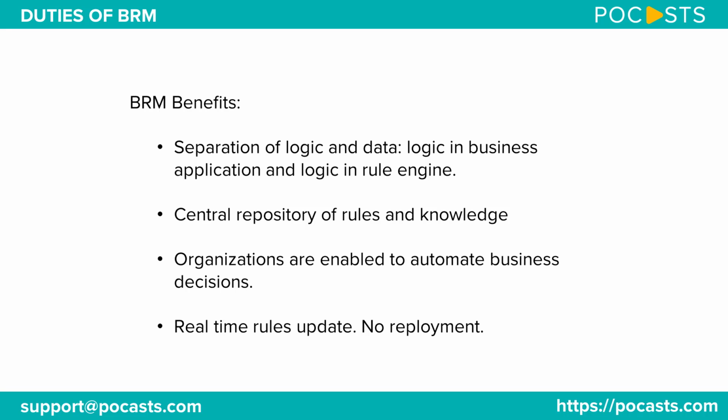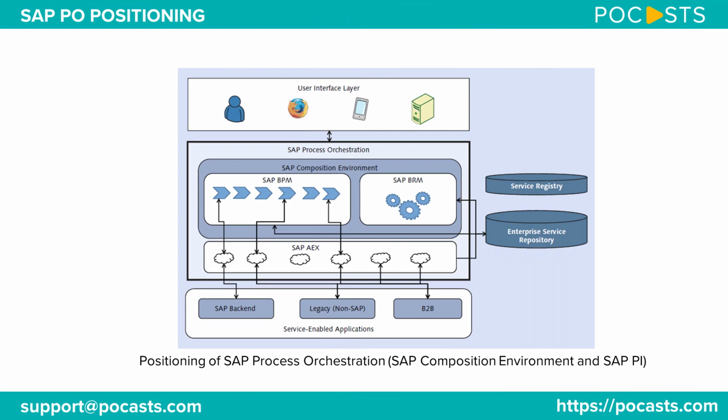Super cool, right? Hope you have got a fair idea on what PI, AEX, BPM and BRM are and their usages. Let us go through the last topic on the positioning of AEX. You need to understand where PO is positioned in the entire system architecture. Well, there are generally 3 layers in the system architecture diagrams. The top layer is the presentation layer, the middle layer is the PO layer, which is the integration layer, and the third layer is the application layer on which the third party or the backend systems are available and the services are enabled in those systems.